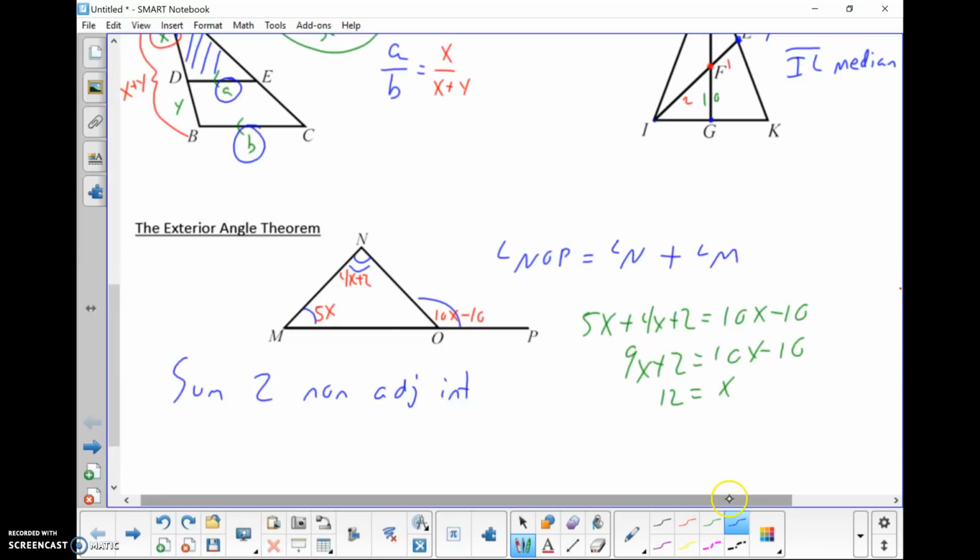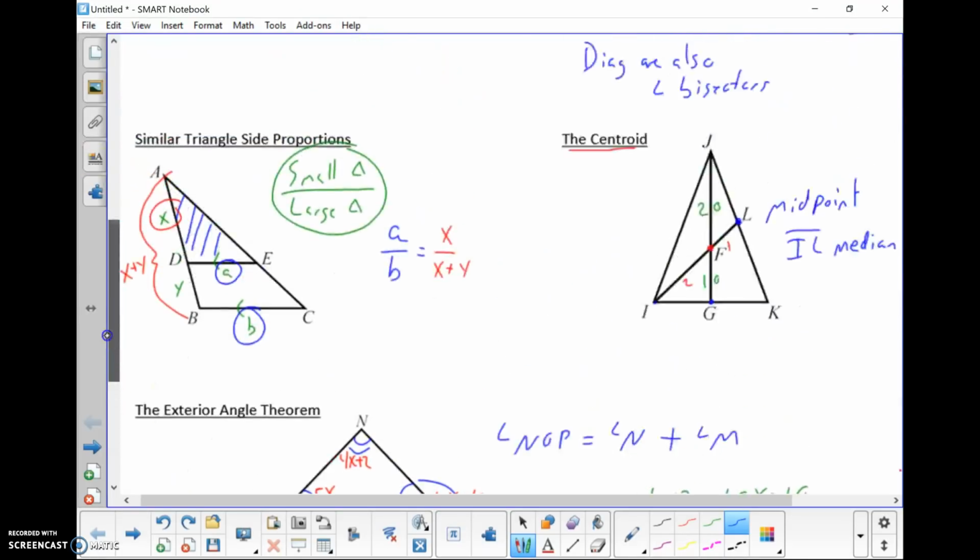Now, a lot of times people say, well, I could find this angle and do supplementary. Yes, but in this particular case, you can't find that angle because there's not an expression there. So you do need to use this sometimes. Sometimes the problems are designed for that.